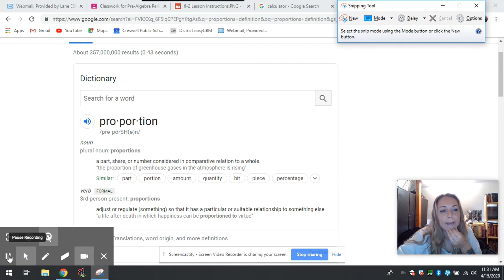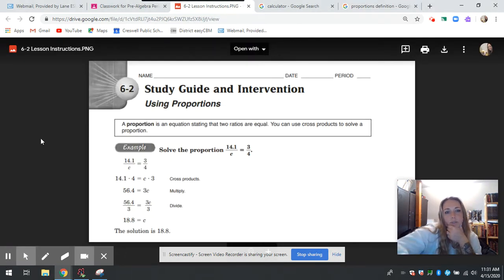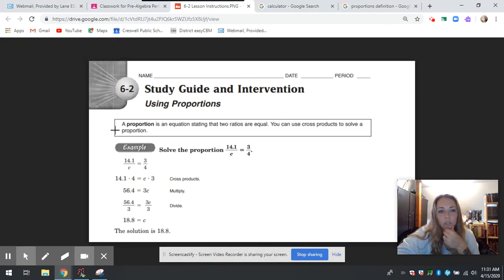All right, so for the 6-2 study guide, here's your list of instructions. It says a proportion is an equation stating that two ratios are equal. Remember, ratios can be written like a fraction, which is what we did in 6-1. You can use cross products to solve a proportion. So that's the cross multiplying that we have talked about before.